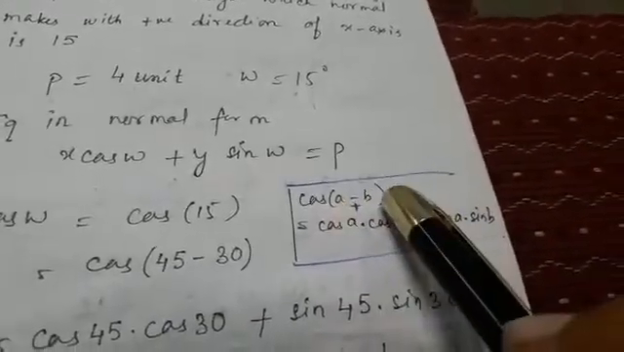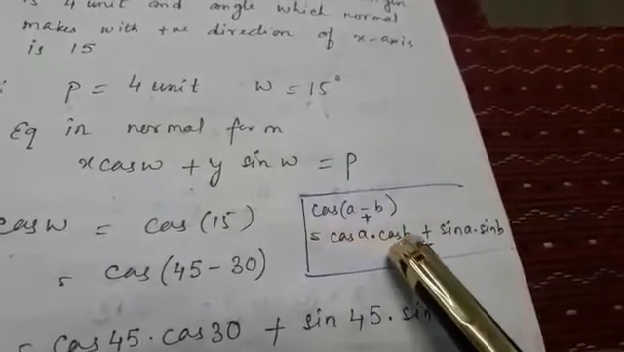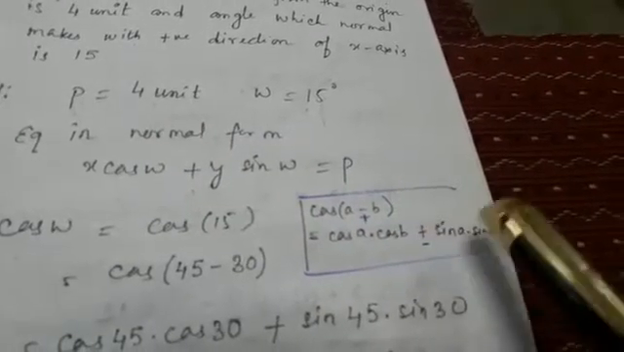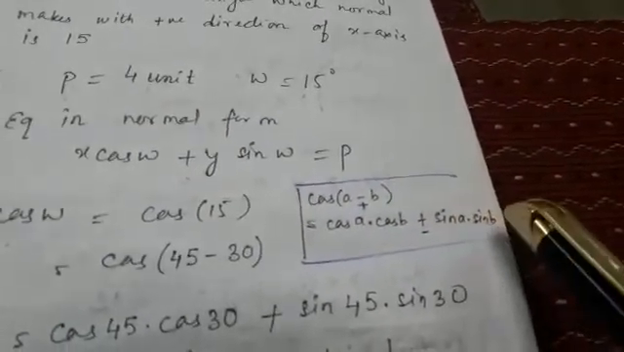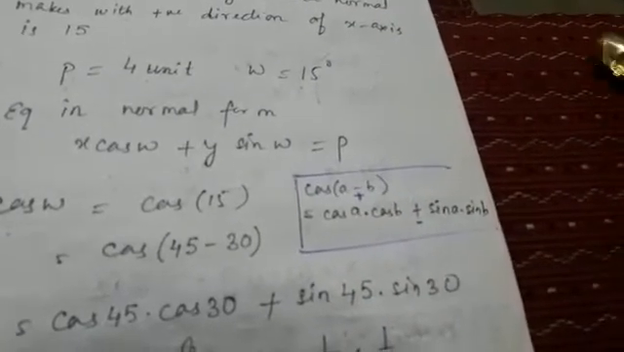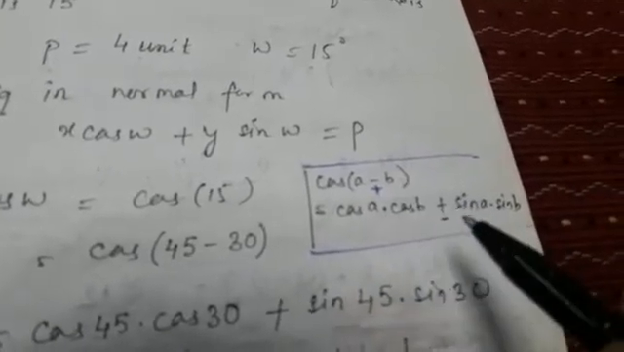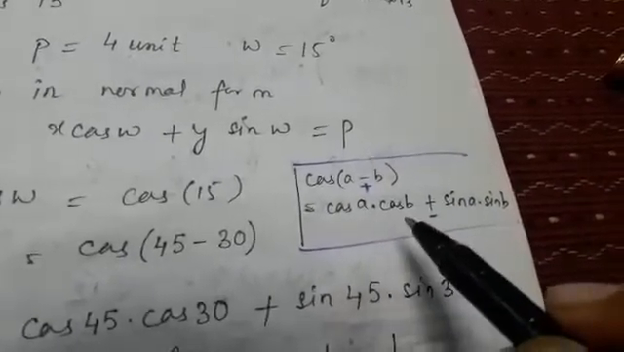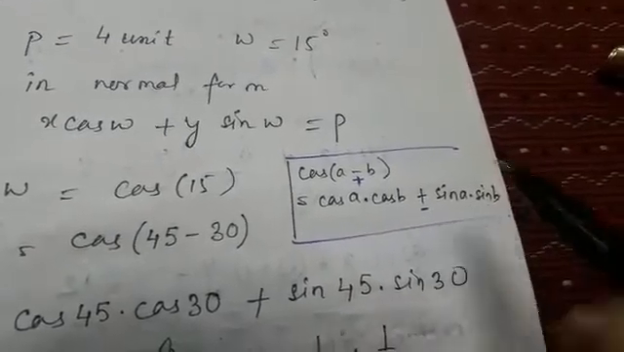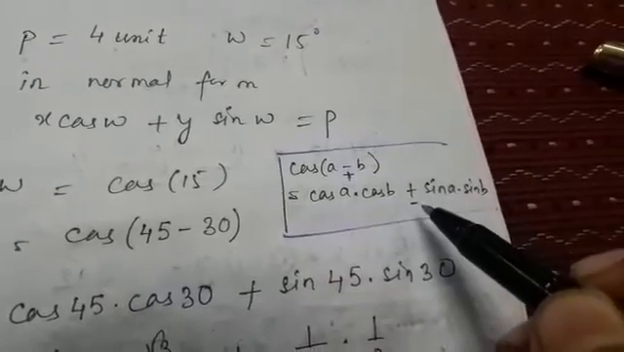Here you can see it is cos(a minus b). What is the formula of cos(a minus b)? Note down: cos a into cos b plus sin a into sin b. This is the formula of cos(a minus b). Got it? Cos a cos b plus sin a sin b. Now if it is cos(a plus b), then it would be cos a cos b minus sin a sin b. So here the plus sign becomes minus.